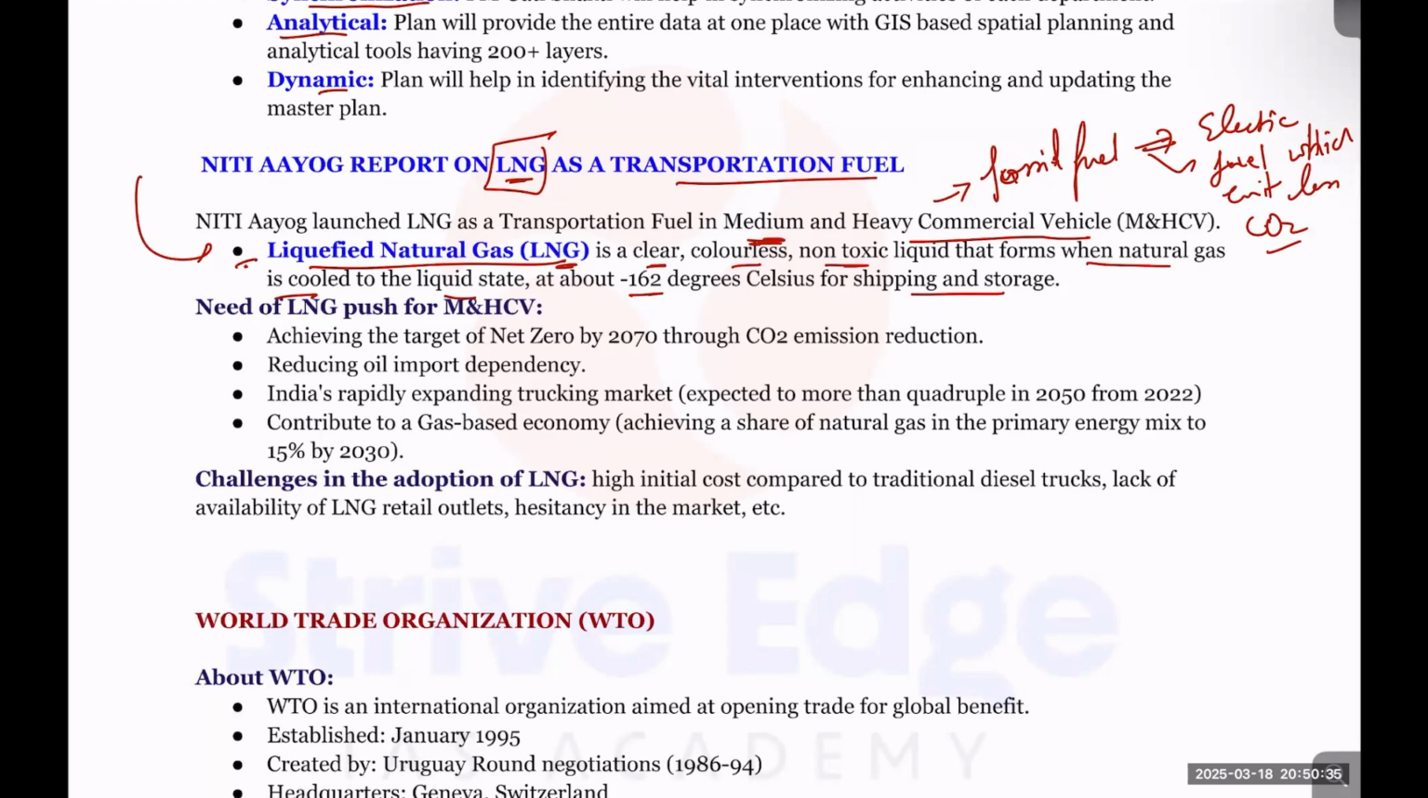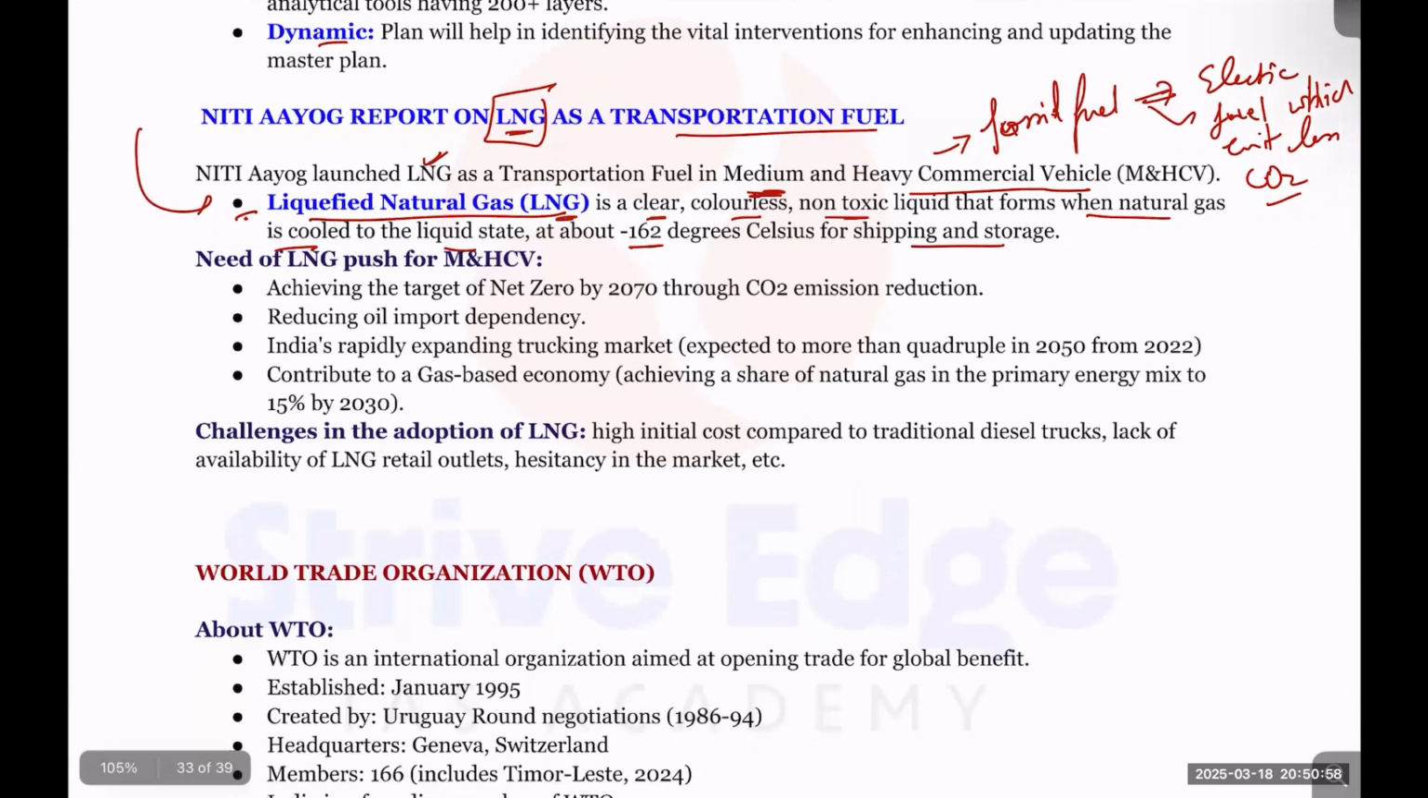So LNG is a natural gas, and natural gas in itself emits a very low amount of carbon dioxide, and sulfur and nitrogen dioxide are not emitted in those. So that is why what NITI Aayog is saying is that we should shift our heavy vehicles from fossil fuel based transportation towards LNG based transportation.